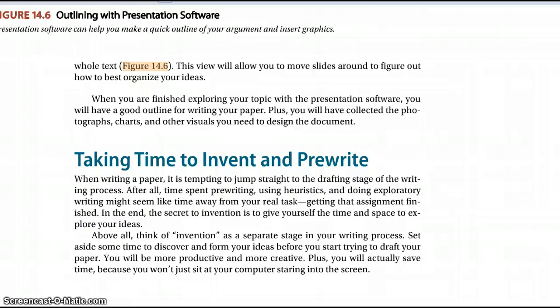So let's sum up our chat here about invention in chapter 14 by looking at the last few paragraphs of chapter 14. I'm on page 354. You can follow along with me. You can pause this video at any time to find the spot in the textbook. So I am going to read to you, taking time to invent and pre-write.